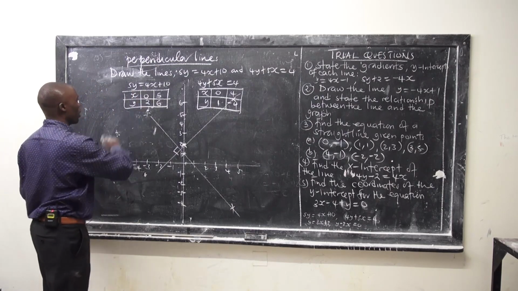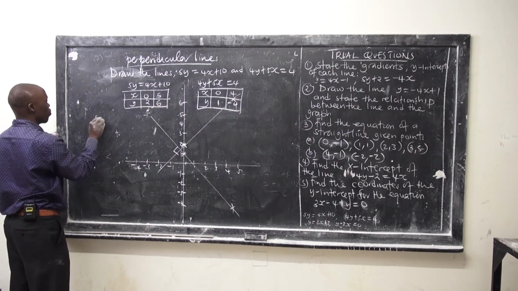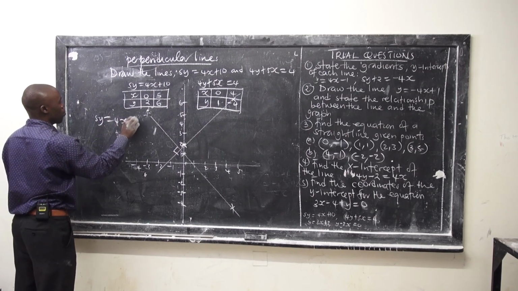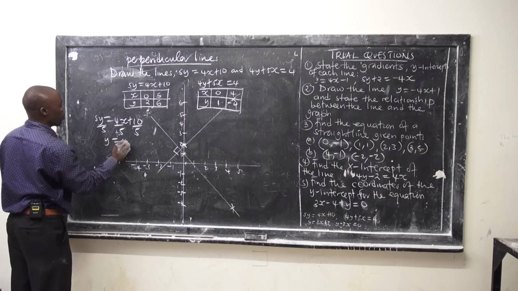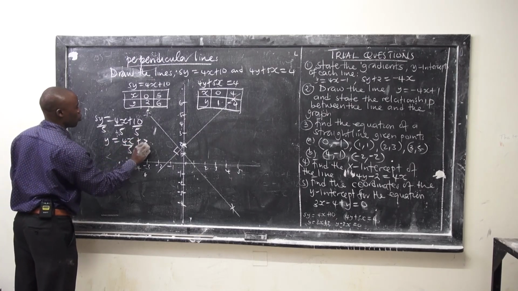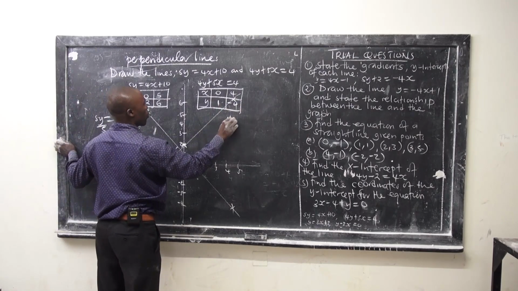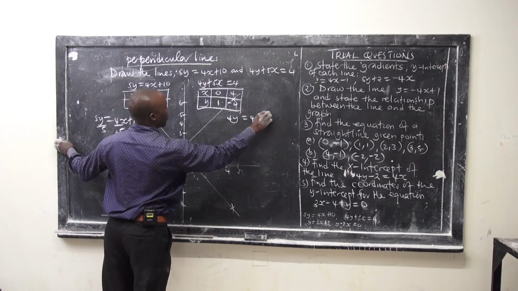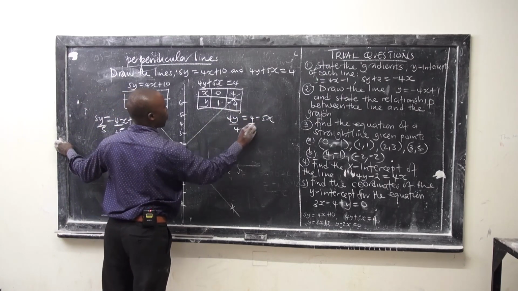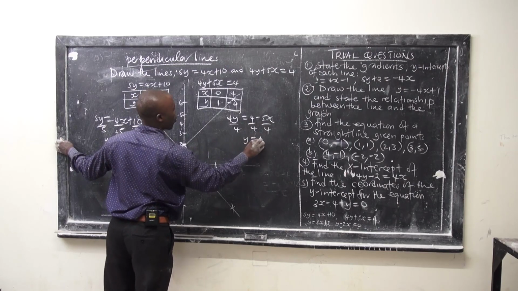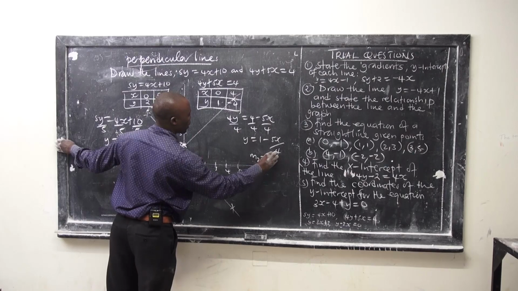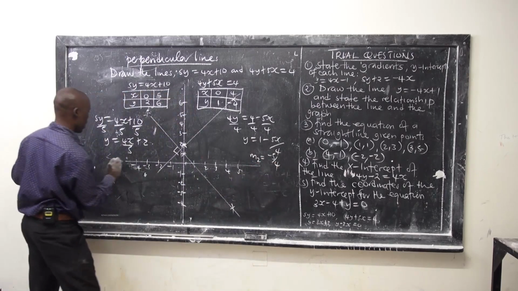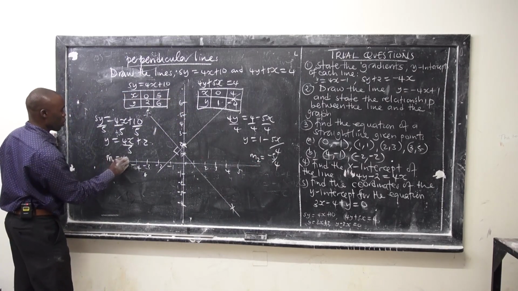Let's try to find the gradient for this by rearranging. So 5y is equal to 4x plus 10, divided by 5, so y is equal to 4x/5 plus 2. Now the other: 4y is equal to 4 minus 5x, so dividing by 4, y is equal to 1 minus 5x/4. So our m2 is -5/4, and our m1 is equal to 4/5.